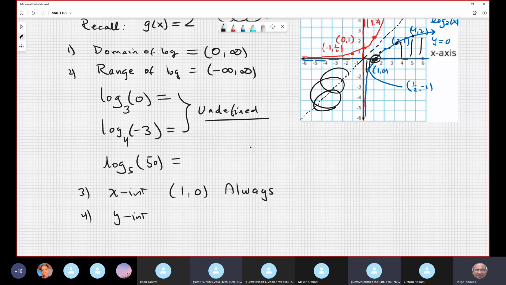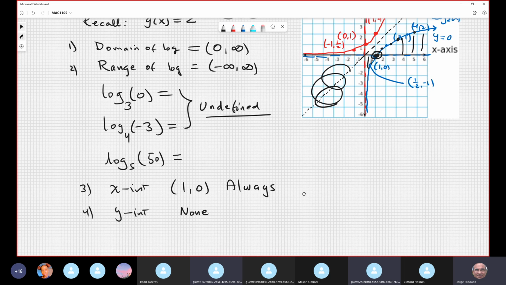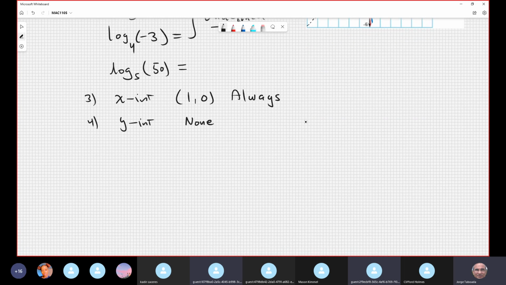No, we have no, because the blue curve never touches the y-axis. It's asymptotic. Okay. Another property is if the base is greater than 1, the function is increasing. It's exactly the example we are doing.